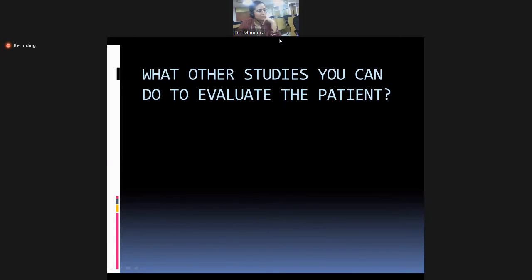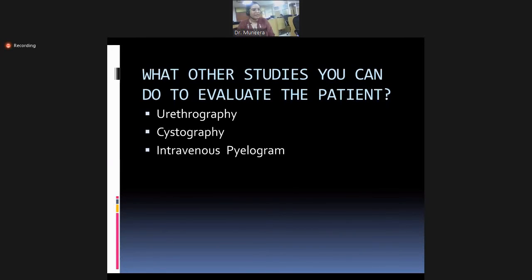Okay, no worries. So these are urethrography, with which you are able to detect urethral injuries; cystography, which deals with bladder injuries; intravenous pyelogram; and gastrointestinal studies, like barium meal or barium swallow, to indicate esophageal injuries, right? So this is what it's supposed to do, right?